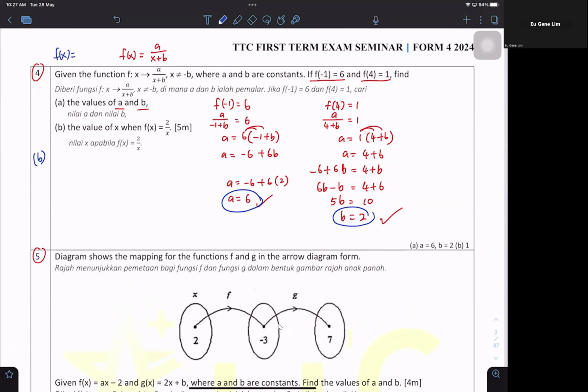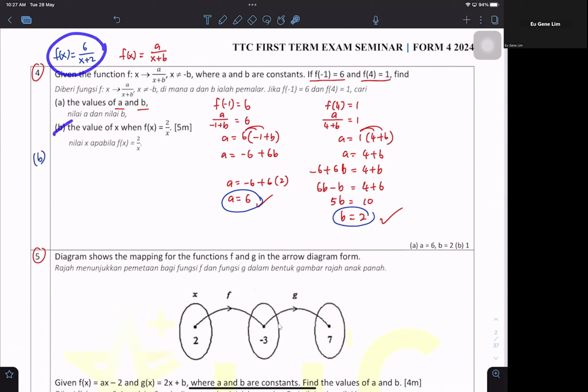Just now you found out A is 6, right? 6 over, and then the B is 2. 6 over x plus 2, and this is the actual function. Before you continue to the next question, you do this one first. You sub the unknown into the function first and write out the actual function. This is your actual function. Then only you start doing the next one.